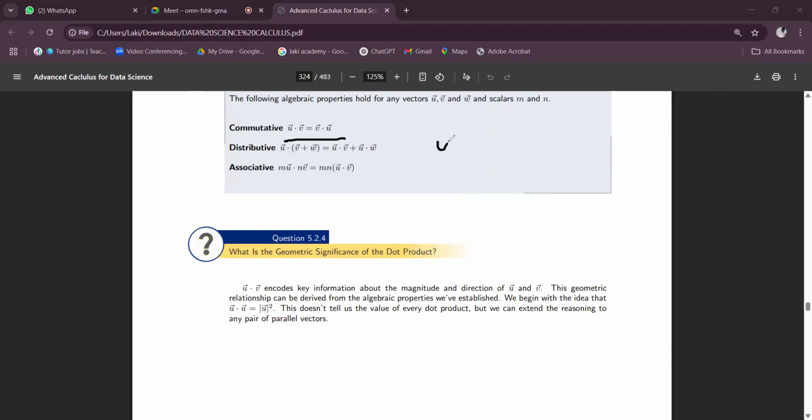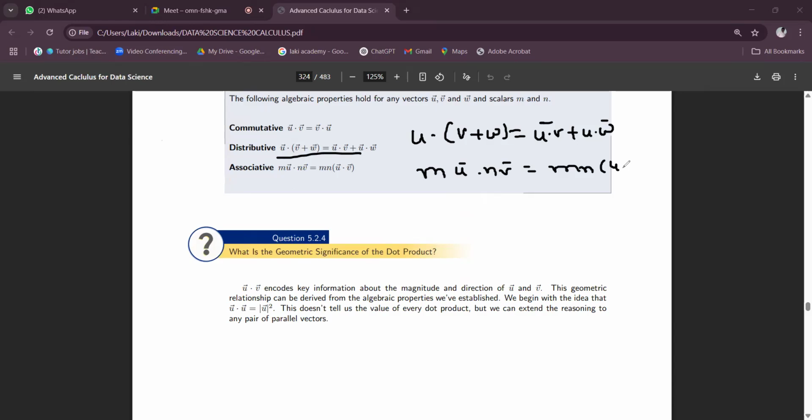Multiplication is commutative, means u dot v is always equal to v dot u. Multiplication is distributive. Multiplication is scalar associative.